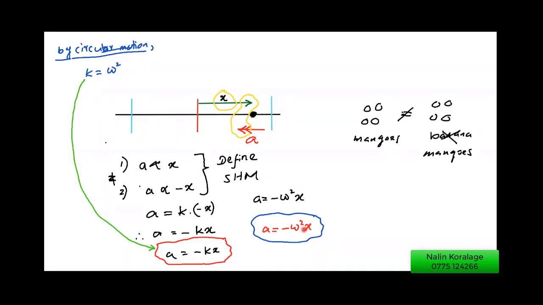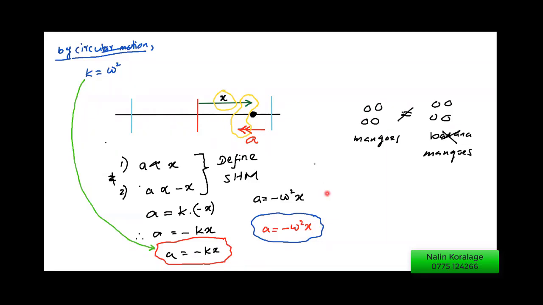symbol used here. The symbol used here can be x, but the particle can execute simple harmonic motion along the y-axis. The symbol you used for displacement can be y here. This place can be y.